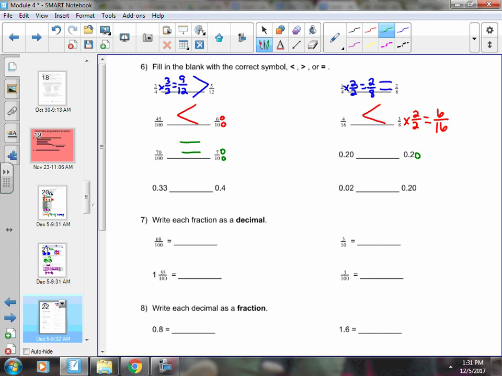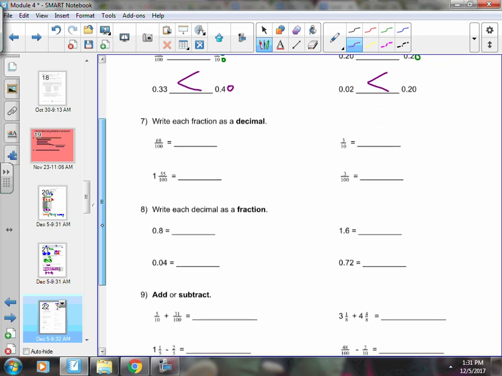What's bigger, 20 cents or 20 cents? They're equal. And the last row in this section, if I add a 0 and think, what's bigger, 33 cents or 40 cents? 40 cents is bigger. And the last one, they both go up to the hundredths place, and they both have the same numbers, but they're in a different order. That makes a difference. What's bigger, 2 cents or 20 cents? 20 cents is bigger. Number 7, this section, we have to write each fraction as a decimal.